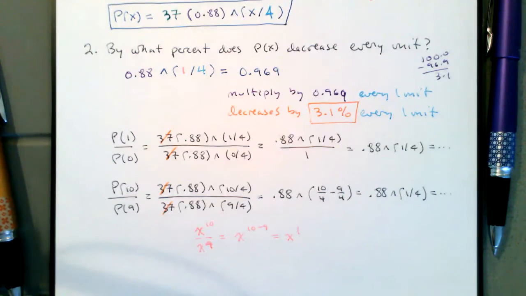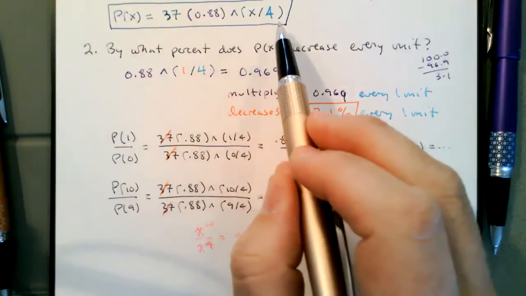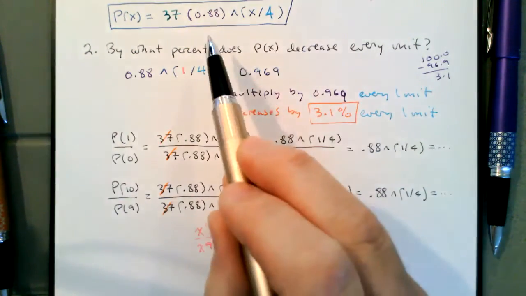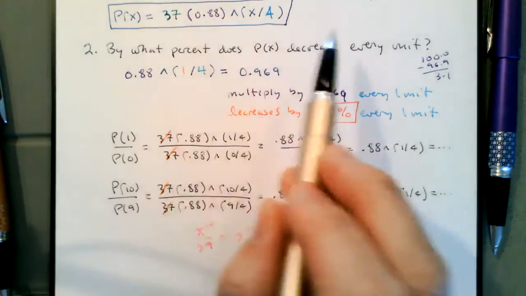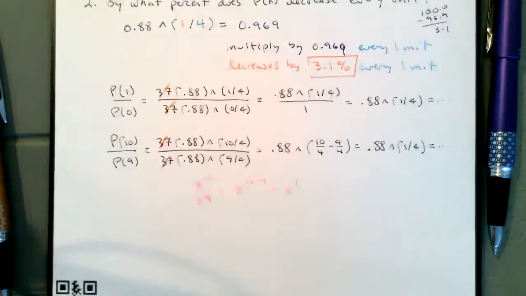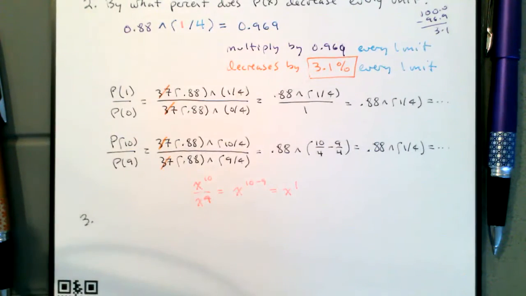All right. So now that we have an equation, 37 times 0.88 to the x/4, I'm going to use this one instead of the 0.969 to the x, because 0.88 to the x/4 uses no rounded off information. This is all just given information, no rounding error. We can't introduce rounding error. But we can do the same things that we did yesterday. We can plug stuff in and solve equations.